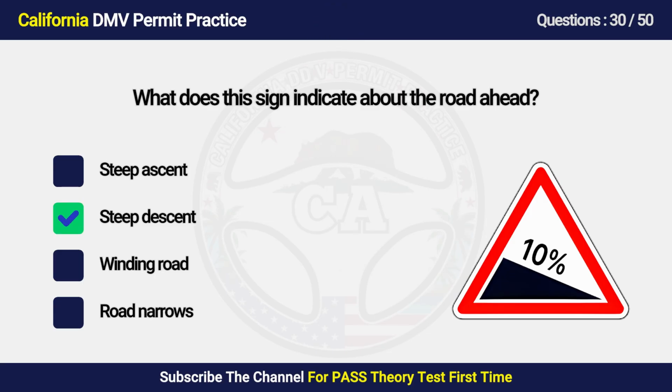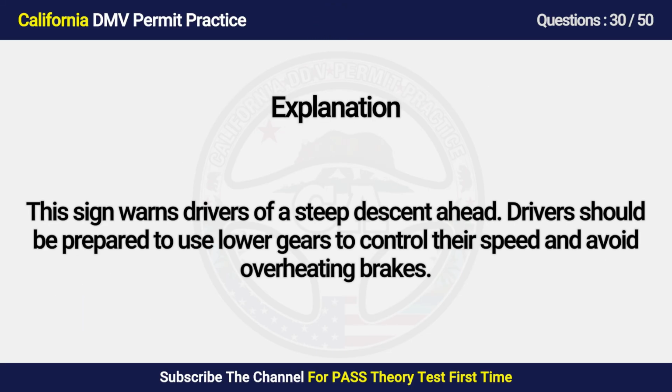Answer is B. Steep descent. This sign warns drivers of a steep descent ahead. Drivers should be prepared to use lower gears to control their speed and avoid overheating brakes.